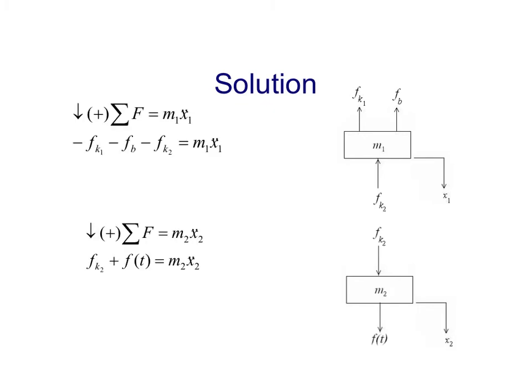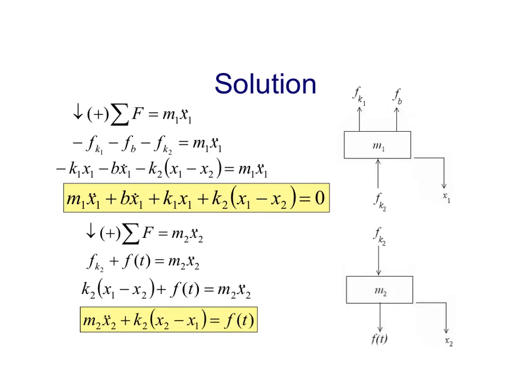Then, applying Newton's second law to both free body diagrams, for the first mass we have minus fk1 minus fb minus fk2, which is the force of the coupling spring. For the mass m2, we have f of k2 going downwards, and the external force f of t going downwards also, and we have minus k1 x1 minus b x dot 1 minus k2 times x1 minus x2.